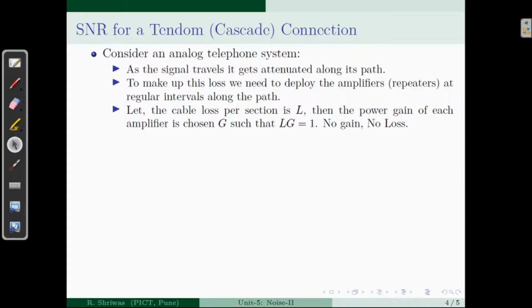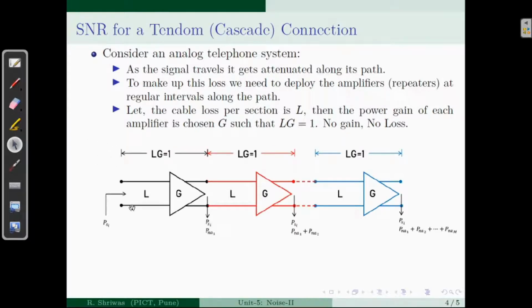Let's see this in picture form. So this is one cable section. After traveling this much length along the cable, the signal gets attenuated with the power loss L.